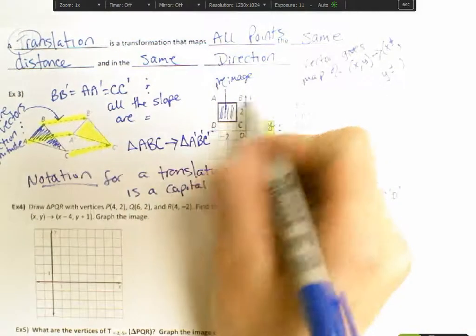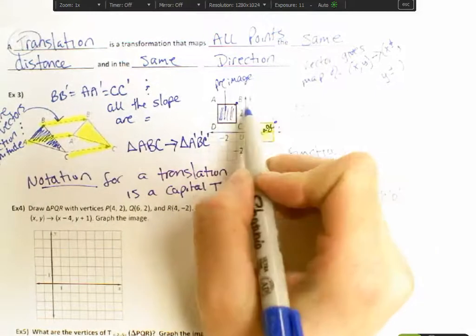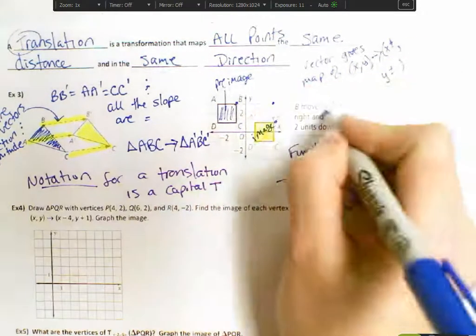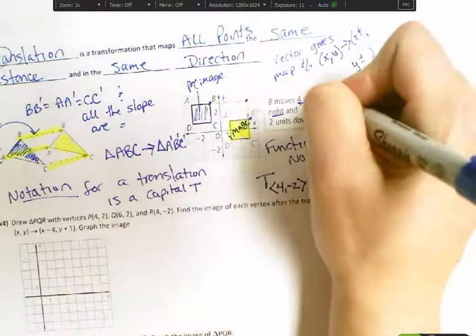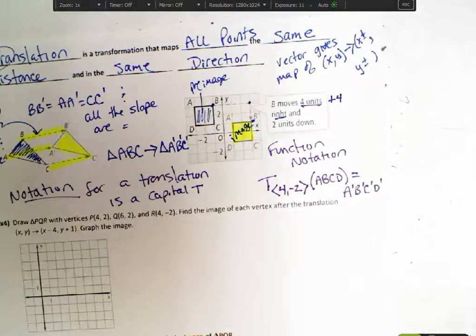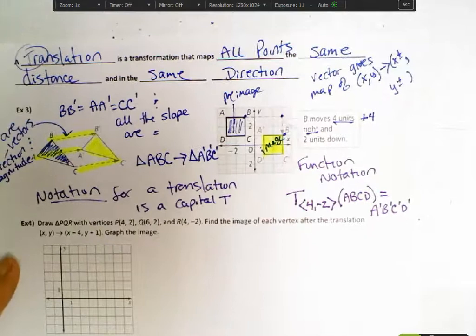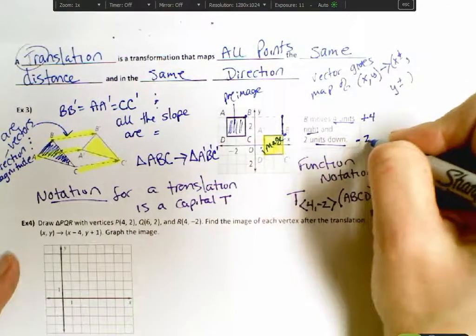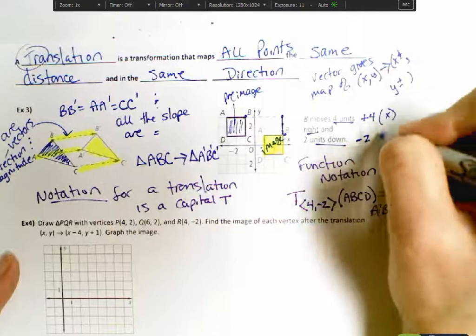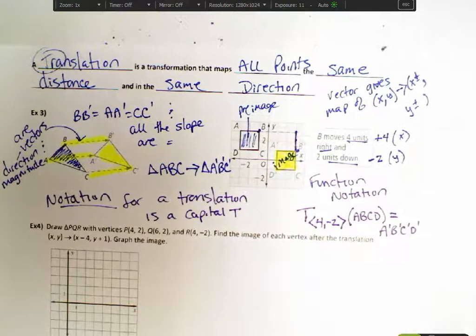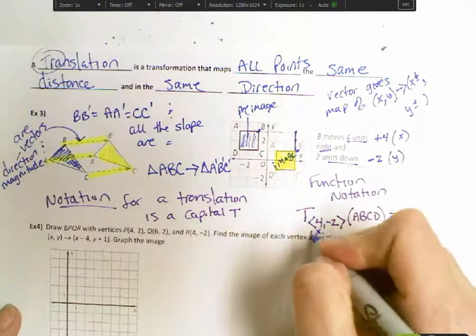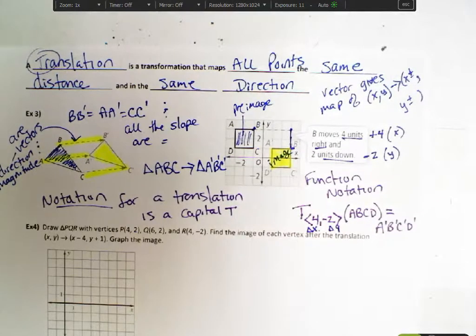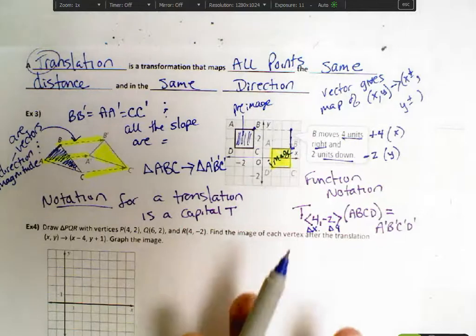B moved from here to here. I moved 1, 2, 3, 4 places to the right. It moves 4 units right, so that is a +4 in my x coordinate. And from there I moved 1, 2 down, which means a -2 for my y. This is my change in x. This is my change in y. So let's try some. It's easier to understand once we get them in there.